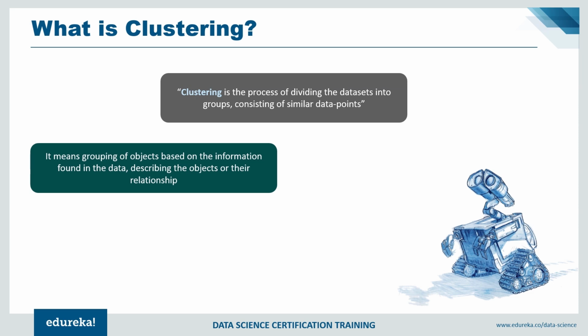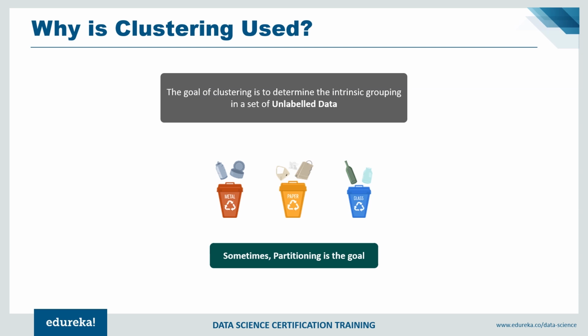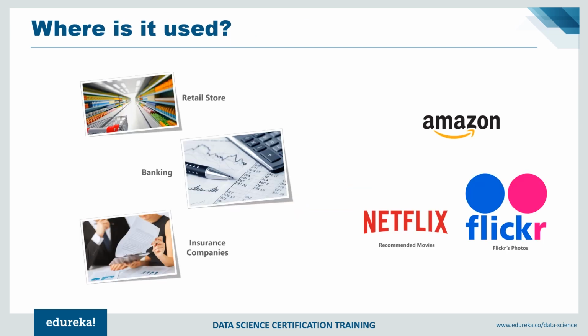In fact, we may not even know exactly how many groups there are to look for. These models are often referred to as unsupervised learning models, since there is no external standard by which to judge the model's classification performance. There are no right or wrong answers to these models. And if we talk about why clustering is used, the goal of clustering is to determine the intrinsic group in a set of unlabeled data. Sometimes the partitioning is the goal, or the purpose of the clustering algorithm is to make sense of and extract value from the large set of structured and unstructured data. That is why clustering is used in the industry.